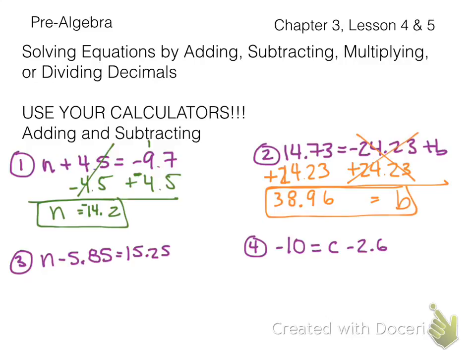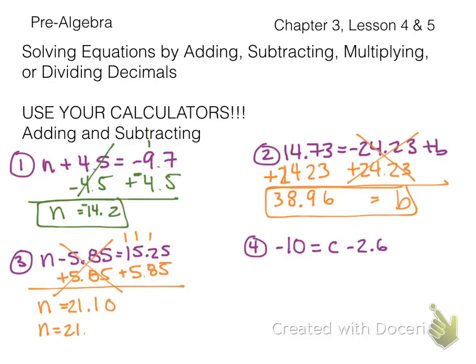All right, next one. We have n minus 5.85 equals 15.25. The opposite of subtraction is addition. So I'm going to add 5.85 on both sides, because what I do to one side, I have to do to the other. These cancel out, giving me n equals 5 plus 5 is 10. Carry the 1. That's 11. Carry the 1. That's also 11, carry the 1, that is 2. So n equals 21.1.